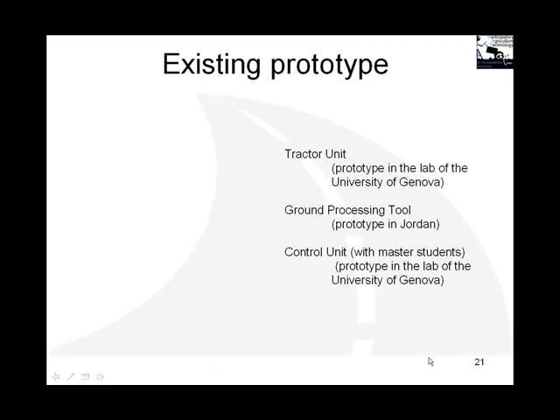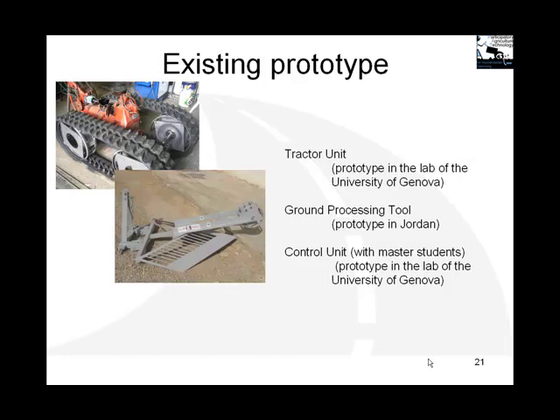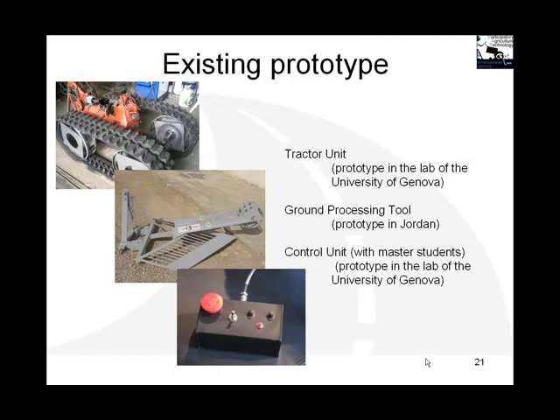So the existing prototype consists of a tractor unit prototype available at the University of Genova, a ground processing tool prototype, which is in Jordan because we developed it there in a local workshop and we tested it there, and then a control unit, again in Genova. The total cost of the prototyping was less than 5,000 euros.